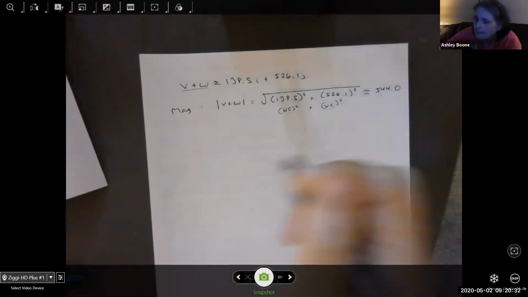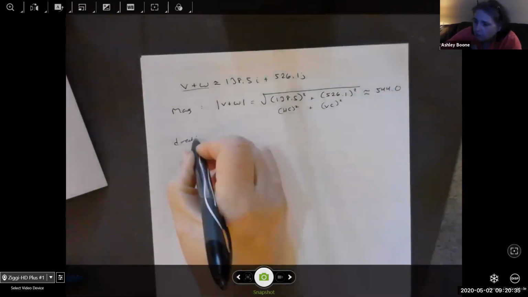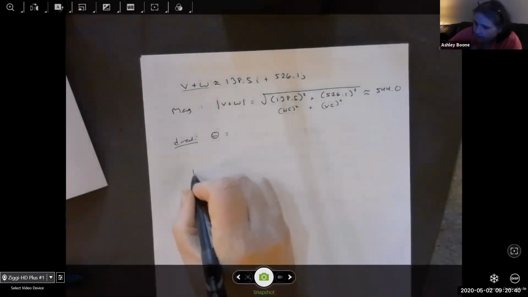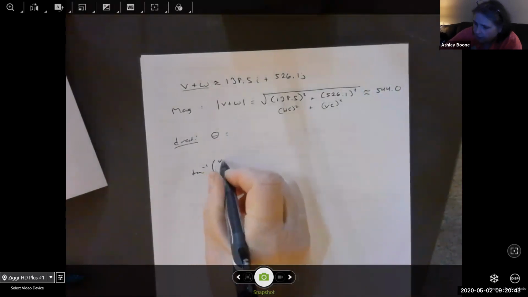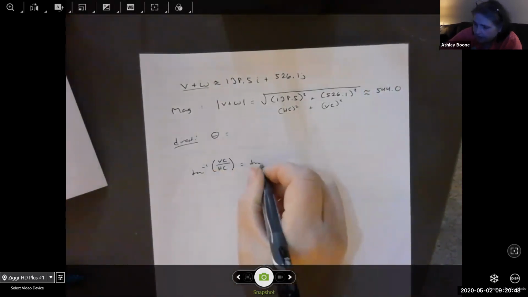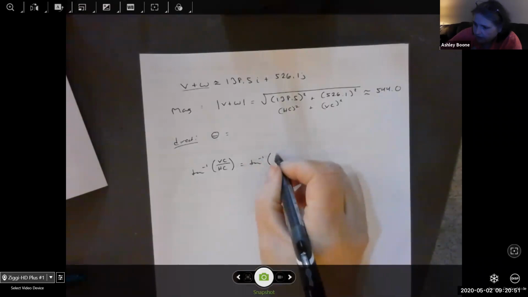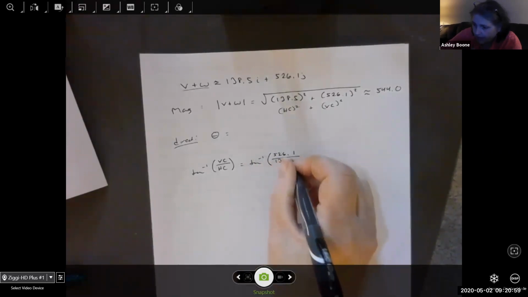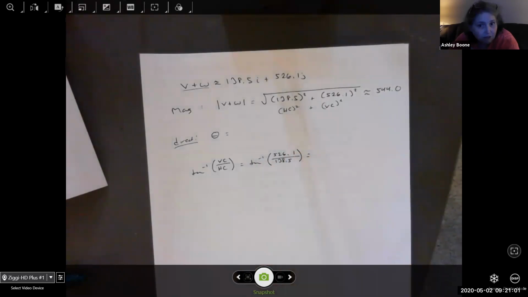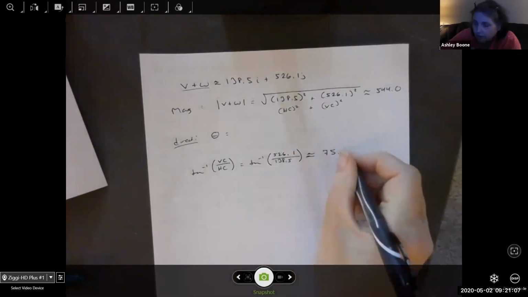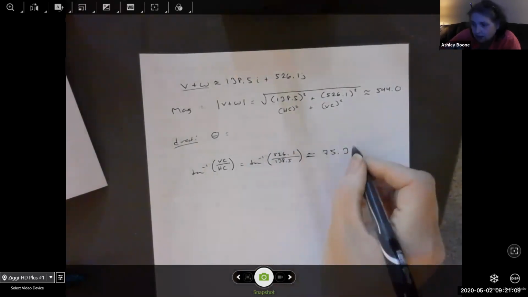So that's speed. Now direction. Remember, we start with direction. We want to get our theta. So to get that, first thing we're going to do is take inverse tangent of vertical component over horizontal component, opposite over adjacent. So that's inverse tangent. Vertical component is 526.1. Horizontal component is 138.5. So we find our inverse tangent. Now, if I round to the nearest tenth, that's 75.3. Remember, this is an angle, that's degrees.